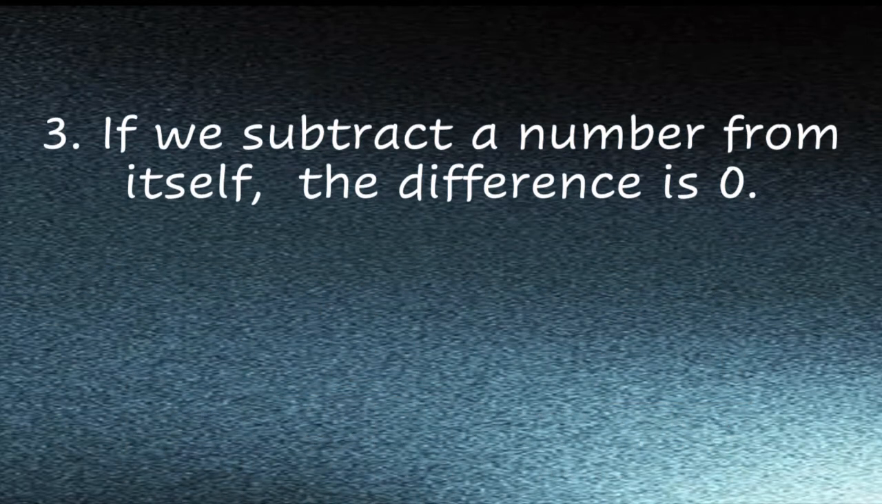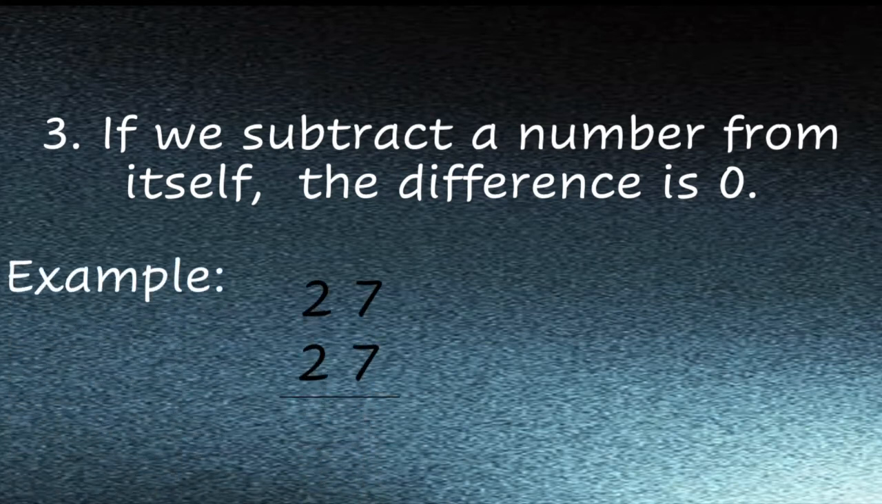Third property: if we subtract a number from itself, the answer is 0. When you subtract two numbers which are the same, the difference will be 0. For example, 27 minus 27, the answer is 0. Or 445 minus 445, the answer is 0. So when you subtract a number from itself, the difference is 0.